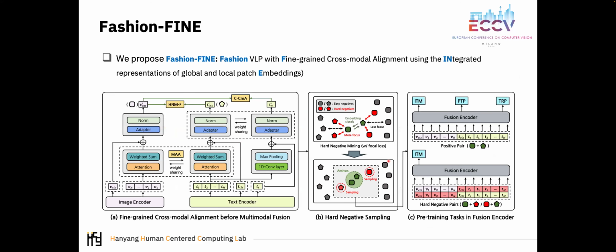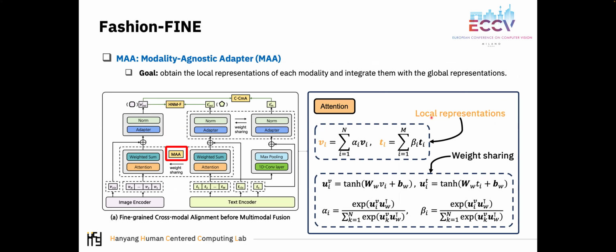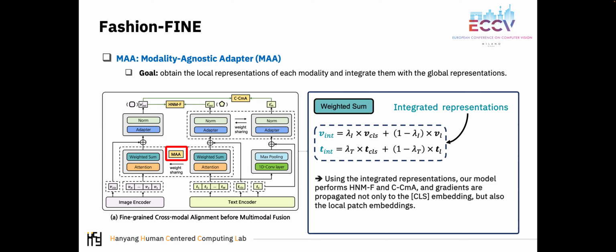So we propose a model, FashionFine, which consists of image and text encoders and a fusion encoder on top. The first module, MAA, plays a role in integrating global and local representations. Before integrating, this module learns how much weight to assign to the local features of the input image and text. We apply weight sharing when building the attention network, and this is to reflect the context of whether the input pair is positive or negative. Finally, we obtain the integrated representations through a weighted sum.